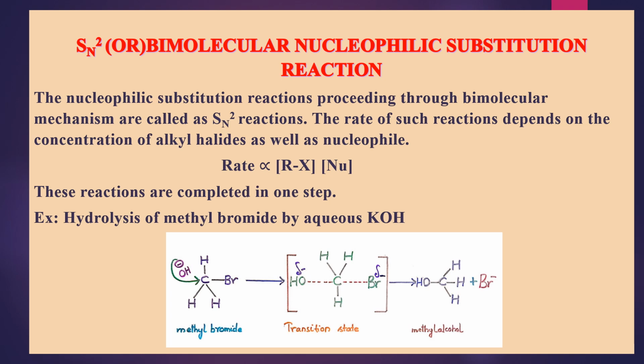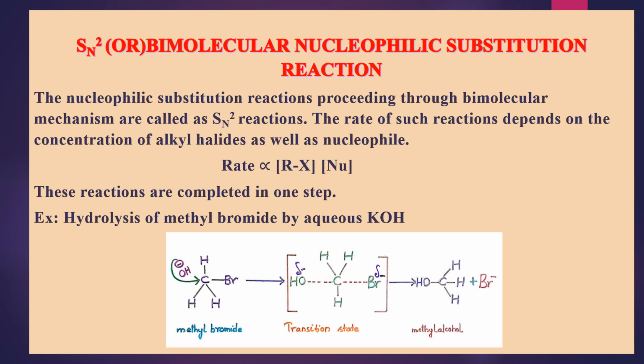Now when the OH minus ion attacks the carbon atom, slowly what happens? The bromine atom starts going away from the carbon atom along with its shared pair of electrons. Here there will be two electrons between carbon and bromine, right? So bromine starts coming outside. That means it starts leaving carbon along with the two electrons. That's what we say: the bromine atom starts parting away with its shared pair of electrons from the carbon atom.